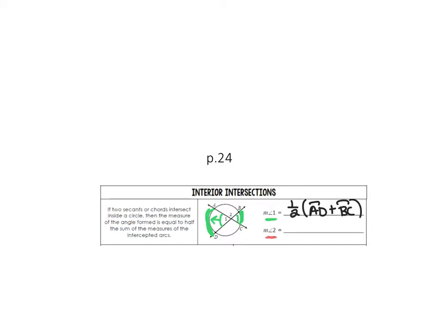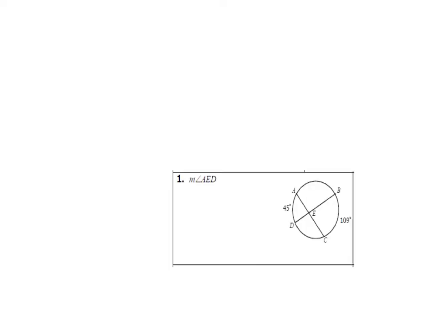Take a look at the measure of angle 2. So angle 2, the formula is angle 2 is equal to half which arc? What's across from angle 2? Well, arc BC and arc DC. So the key here is going to be find the angle and find the arc that it's across from. So let's take a look at number 1.